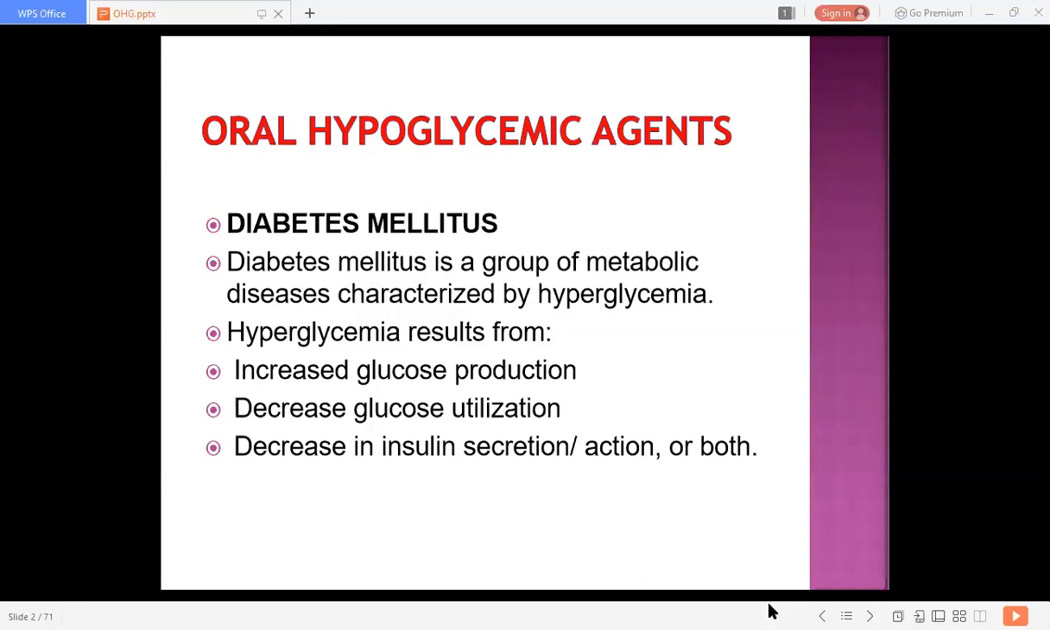Diabetes mellitus is a group of metabolic diseases characterized by hyperglycemia. Hyperglycemia results from increased glucose production, decreased glucose utilization, decrease in insulin secretion, or decrease in insulin action, or both.